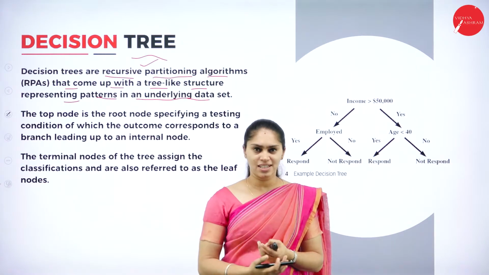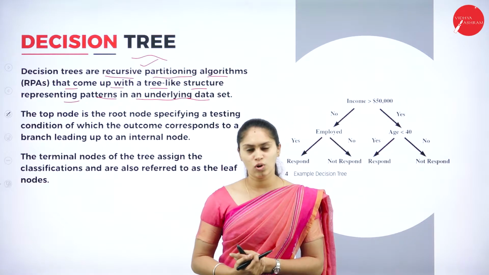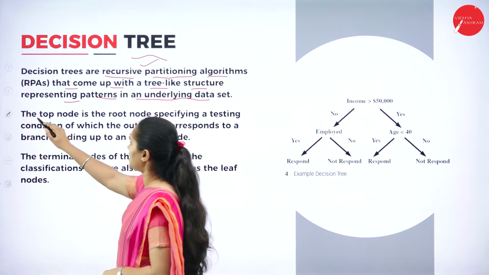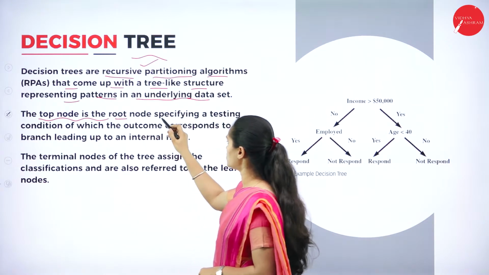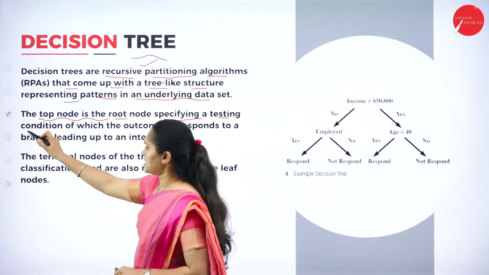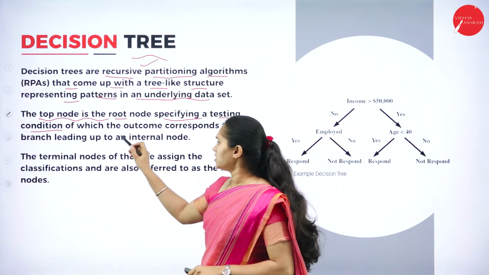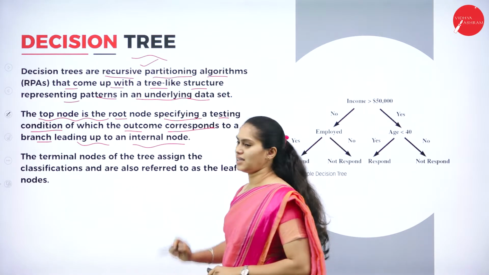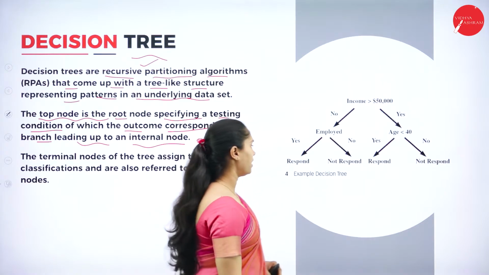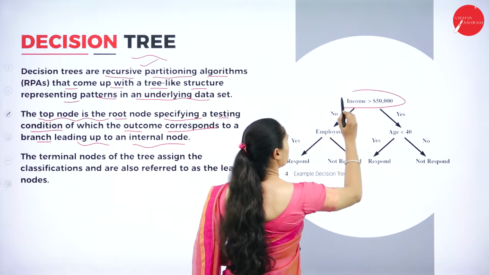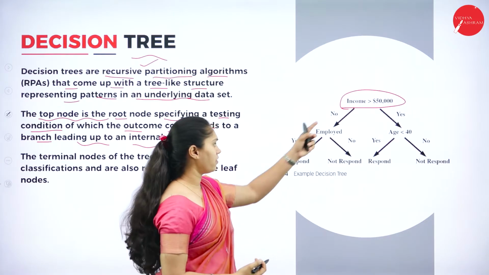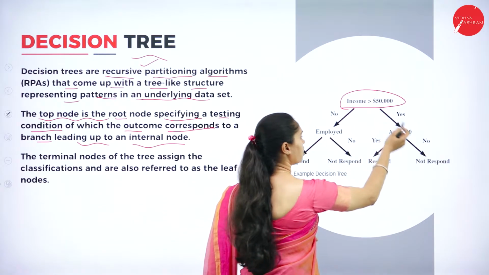So in a tree-like structure, we have nodes and we have links or edges. You can see that the top node is the root node. It specifies a testing condition, of which the outcome corresponds to a branch leading up to an internal node. If you see the example here, income is the root node. This root node has two branches, either no or yes.